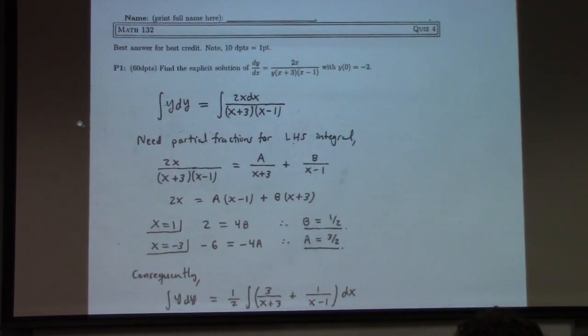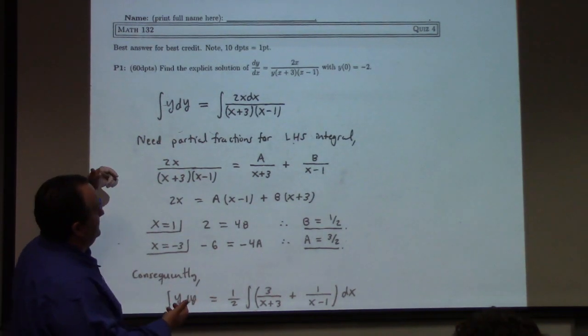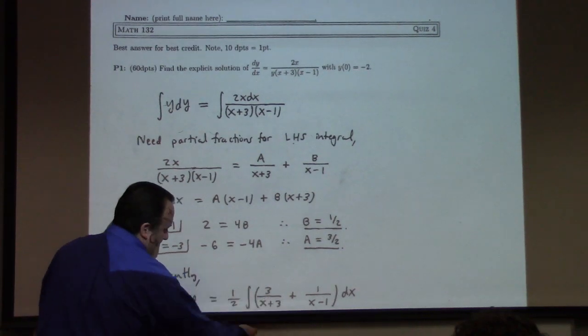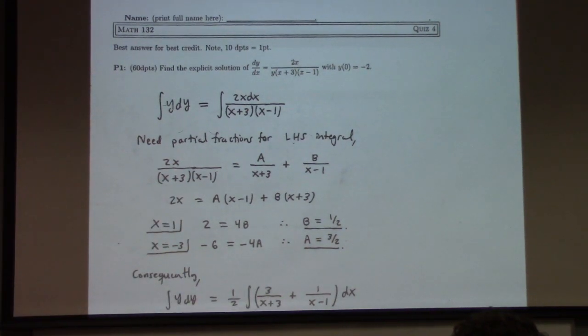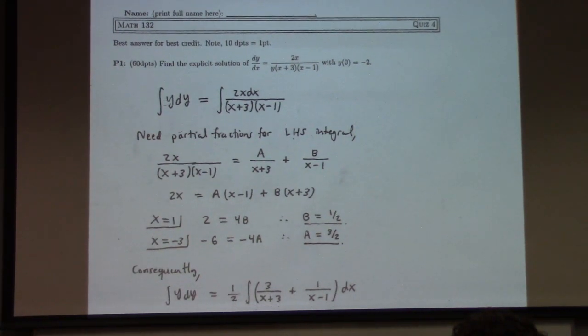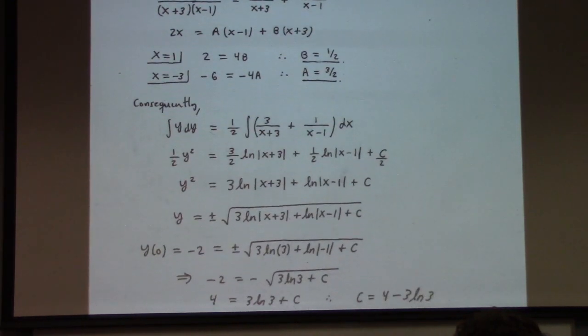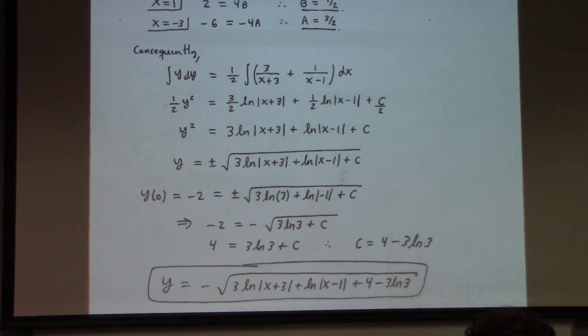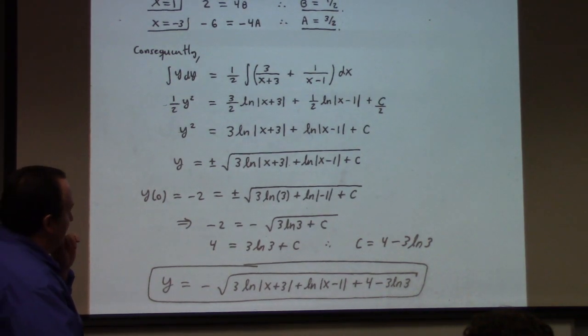So I'll go through it quickly. Separate, integrate, but integration requires partial fractions. So that gives me 1/2 times 3 over x plus 3 plus 1 over x minus 1, which we can integrate. And that gives us 1/2 y squared equals 3/2 log of x plus 3 plus 1/2 log of x minus 1 plus c.